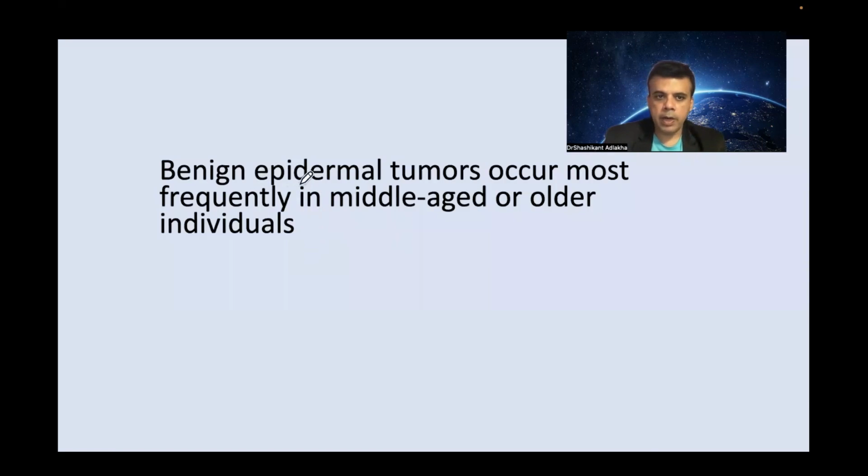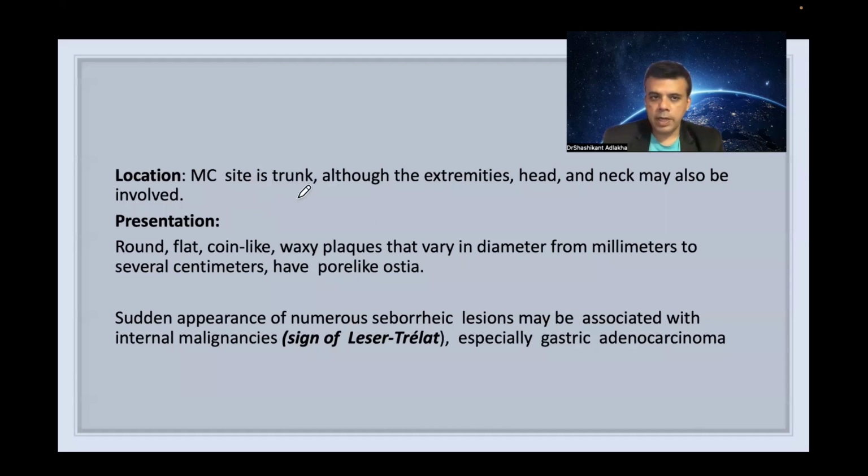What is seborrheic keratosis? It is a benign epidermal tumor that is very commonly seen in middle-aged or older individuals. It is rarely seen in younger individuals. From middle age onwards, it starts increasing in incidence. The most common site is the trunk and extremities; the head and neck may also be sites for seborrheic keratosis.